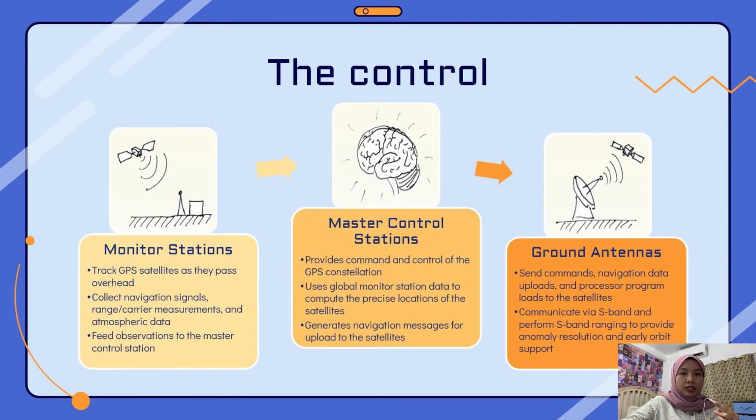Here we have monitor stations which track GPS satellites as they pass overhead, collecting navigation signals to feed the observation to the master control station. The master control station provides command and control of the GPS constellation and uses the data to compute precise locations of the satellites. Then it generates navigation messages to upload to the satellites. With the ground antennas, these navigation messages are uploaded to the satellites. It communicates via S-band and performs S-band ranging.